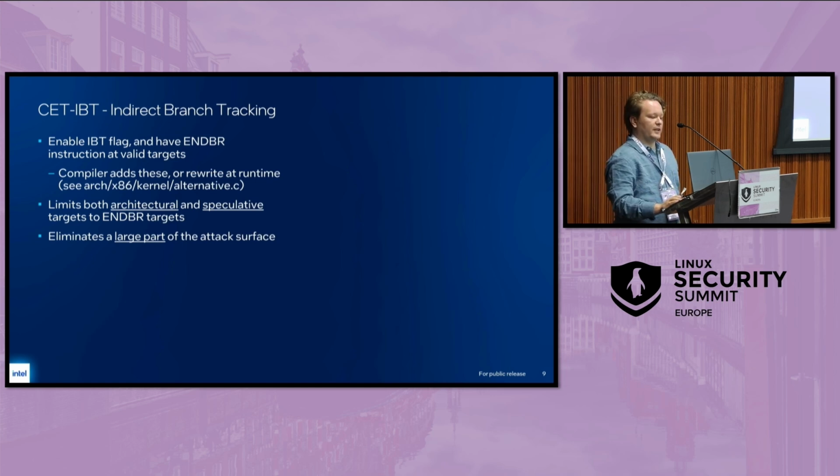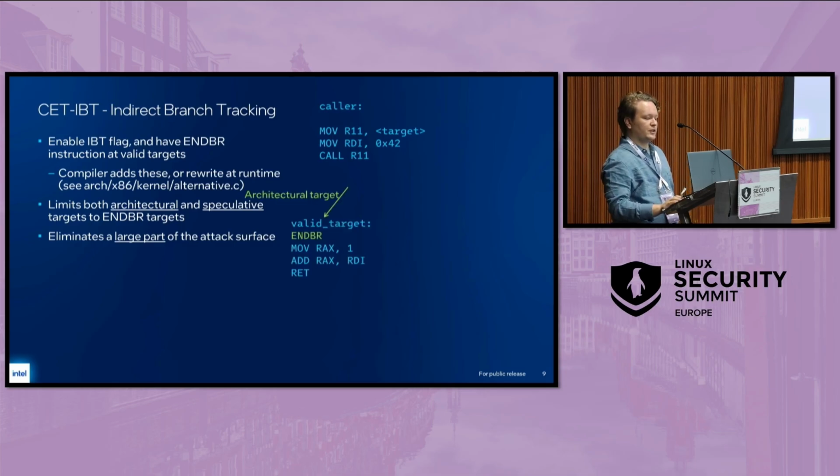One other background thing I want to mention is CET-IBT, which Scott already mentioned, so Indirect Branch Tracking. This is a hardware feature that was enabled for Intel CPUs quite a while ago. What it does is make sure that every indirect call needs to target an endbranch instruction. It's an opcode that you need to have at the beginning of a function that it targets, and otherwise you get a fault. And the nice thing is that it limits both the architectural and the speculative targets to endbranch targets.